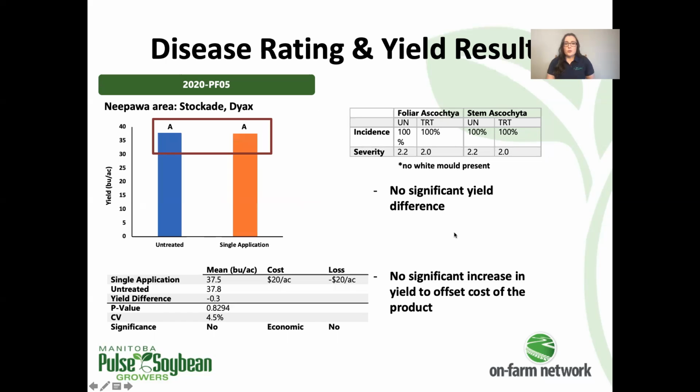Okay, so moving on to a Nipawa area trial, we're back to a comparison of a single application of Diax to untreated peas here. This was actually in forage peas. And again, we are not seeing a significant difference in yield. Still similar levels of Ascochyta, very prevalent throughout the trial, but relatively low levels, and no white mold present here.